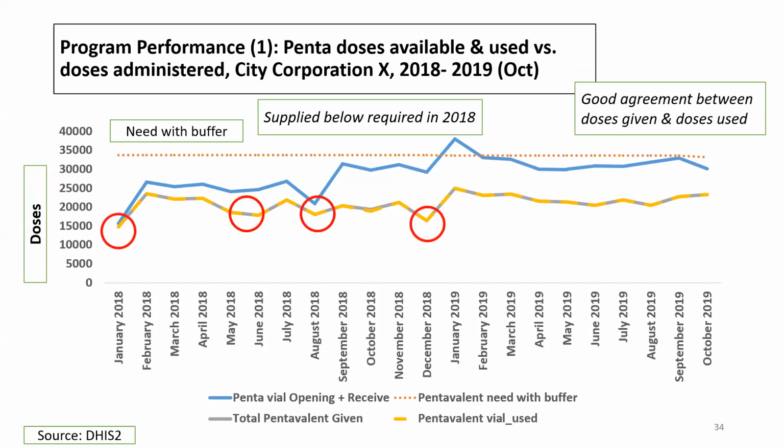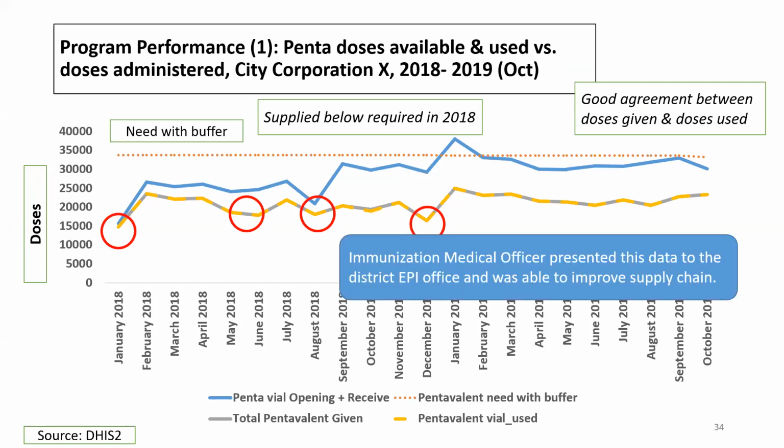And click one more time, yep. We can see that there are these occasional drops in the amount of pentavalent that's given. And what this surveillance officer found was that this was occurring because there was not enough supply to the area. So he actually presented this data to the district EPI office and was able to improve the supply chain. So we can see that the amount given was much closer to the need with buffer during 2019, in the second half of this graph.